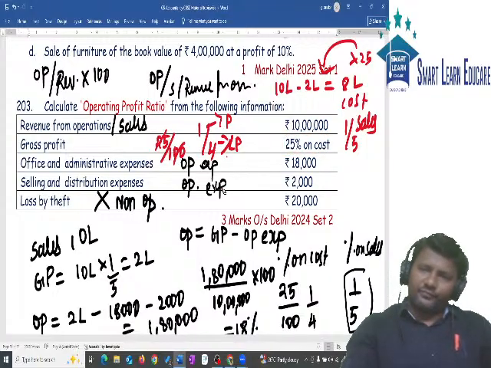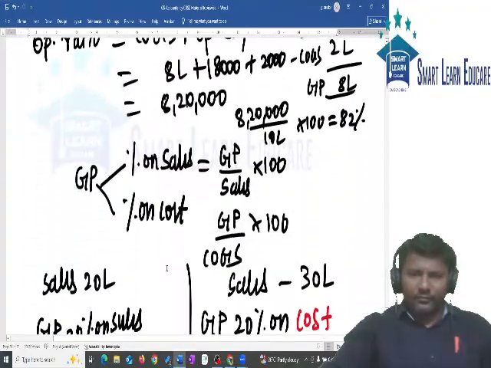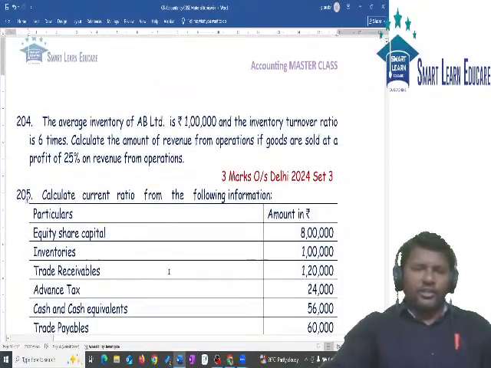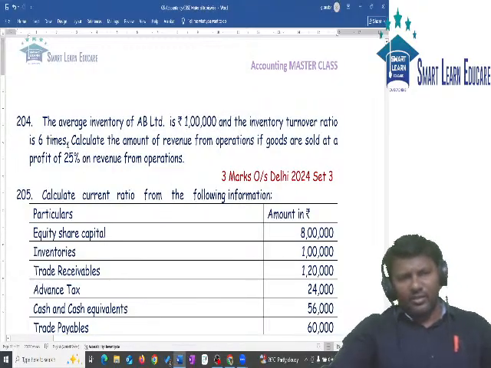புரிஞ்சுதா? அவ்வளவுதான் விஷயம். சரி, proceeding to the next question. Average inventory given of AB Limited. Average inventory is 1 lakh. Inventory turnover ratio is 6 times.